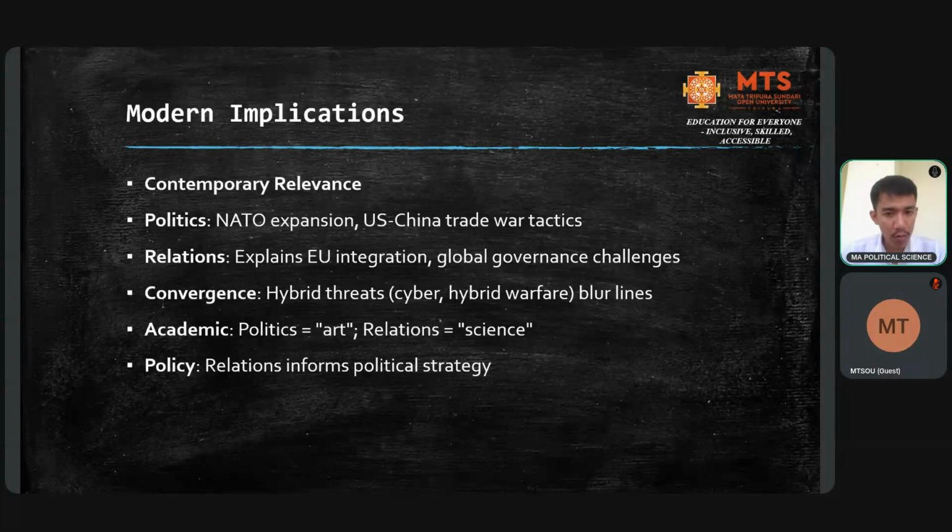Convergence. How do they come together? Hybrid threats, hybrid warfare, blurred lines. Nowadays the threat is not only physical, it can be virtual also, like hybrid warfare. Cyber warfare can also happen, not always physical war. Now everything has changed. Academically, politics is art, relations is science. International politics means art; relation means science. This is the difference. In international relations, they inform political strategy.